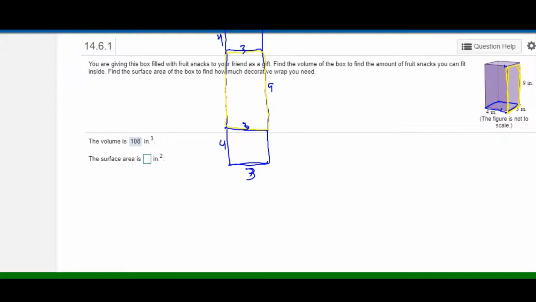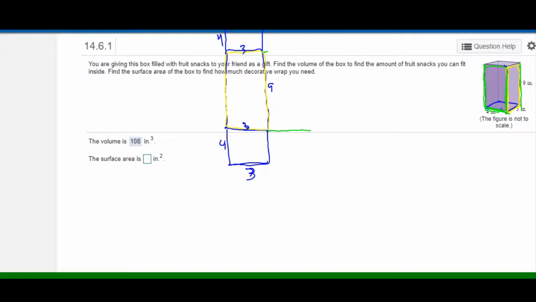And then I need to draw my lateral face. So I'm going to draw my front face. The dimensions of the front face is 4 because my green is going across 4, and the height is going to be 9 because it's parallel to this. So 4 by 9. So I'm going to draw that right here.